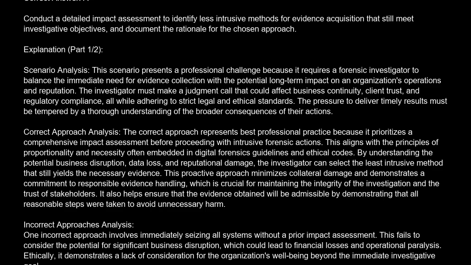Correct answer is A. Conduct a detailed impact assessment to identify less intrusive methods for evidence acquisition that still meet investigative objectives and document the rationale for the chosen approach.